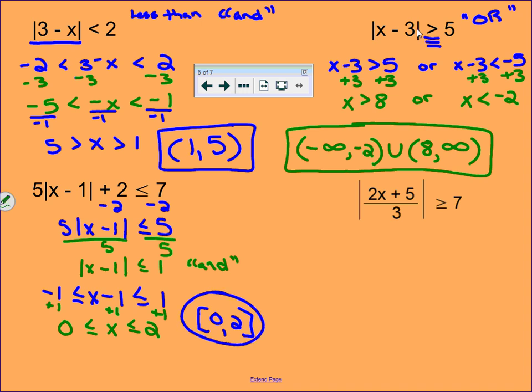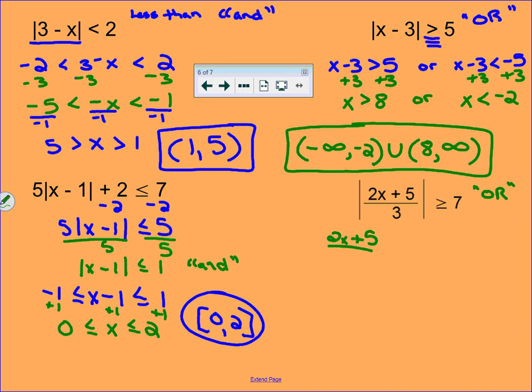Okay. Now, last but most certainly not least, you have a fraction question. So you have this divided by 3 in your problem. Notice that even though there's division inside of your absolute value, the absolute value is still all by itself, 100% by itself. So you can read it right now as an "or" problem. If it's an "or" problem, break it up into two pieces.